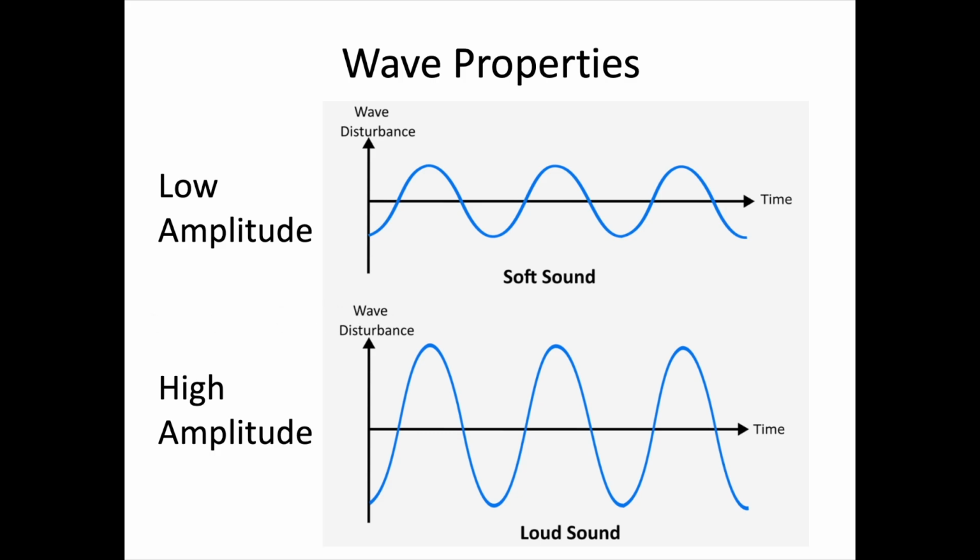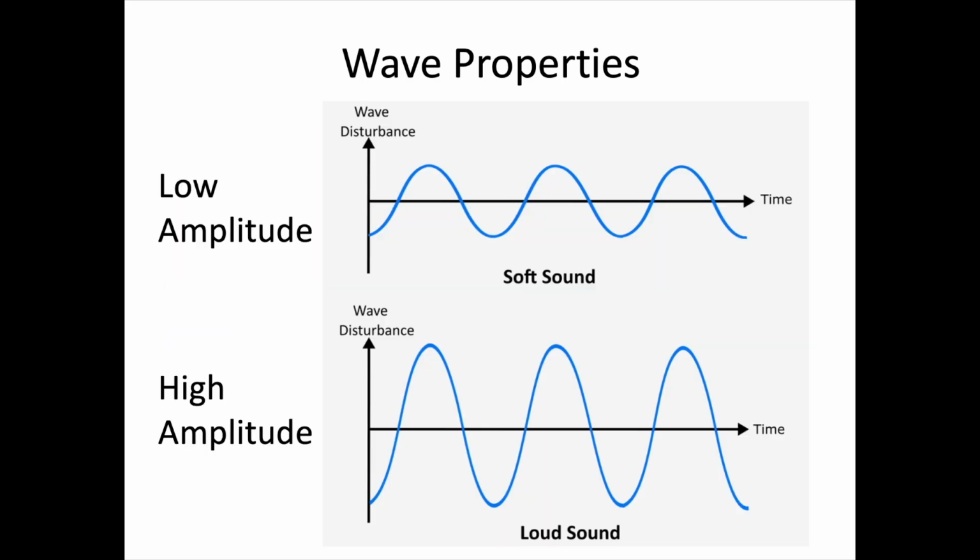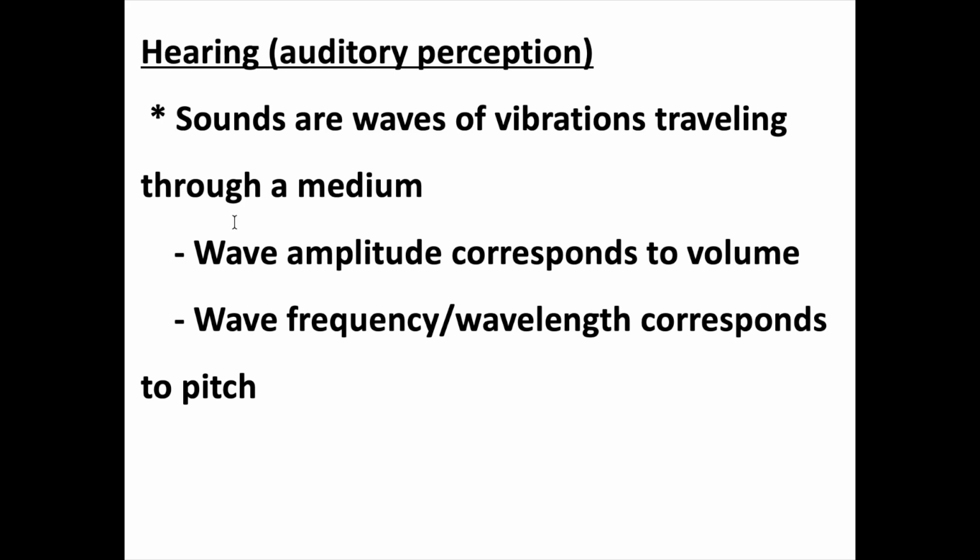Another property that all waves have is frequency and wavelength. Frequency and wavelength, when it comes to sound waves, correspond to pitch. A high frequency or a short wavelength corresponds to a high-pitched sound, and a low frequency or a longer wavelength corresponds to a lower-pitched sound. So there's a lot of nuance we can get from just waves. So here's the summary. Wave amplitude corresponds to volume, wave frequency and wavelength correspond to pitch.